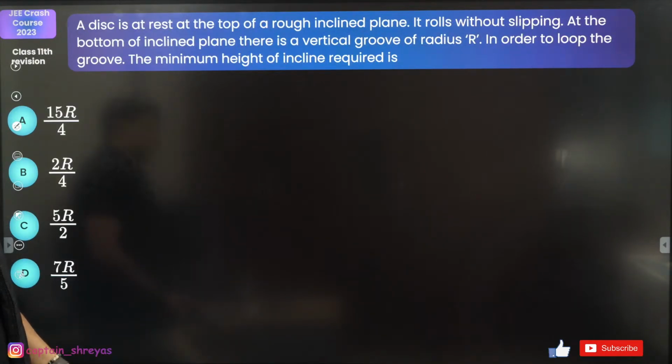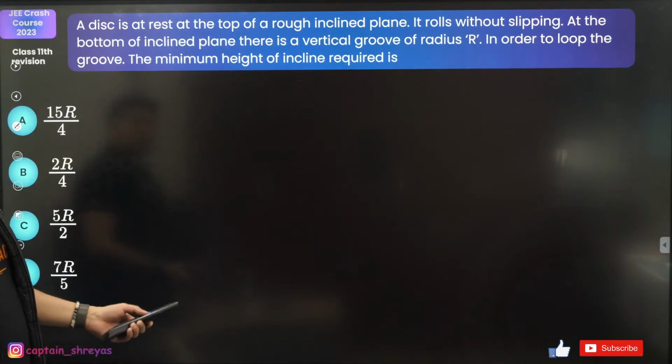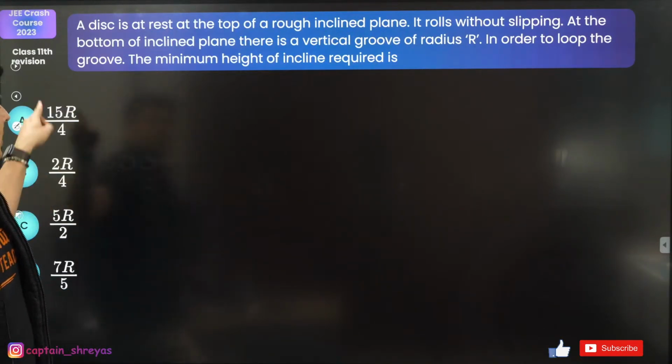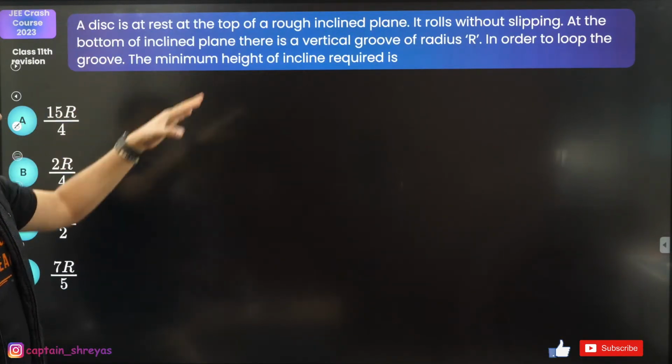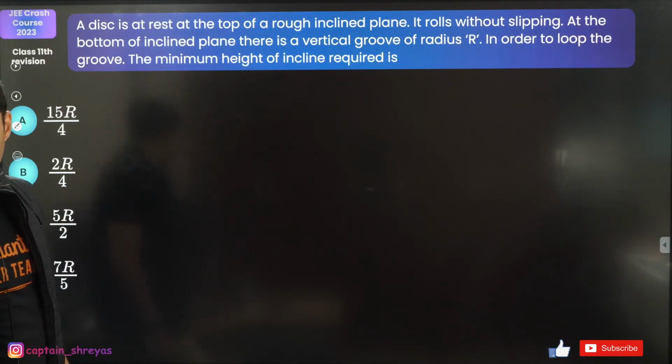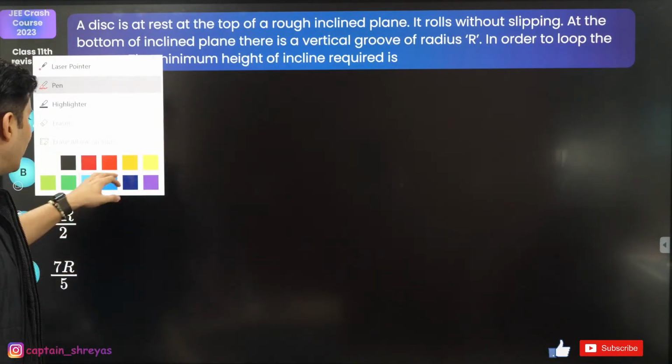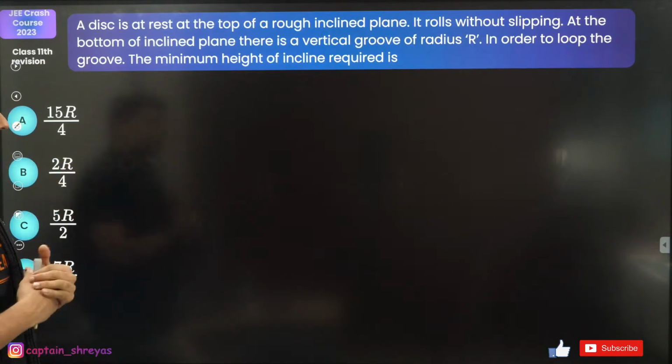Next question coming up on your screen. Try to answer this. A disc is at the top of an inclined plane. The question is basically to find out, in order to complete the loop at the bottom, what is the minimum height of the inclined plane required? Try to understand, visualize, and then we'll start solving.